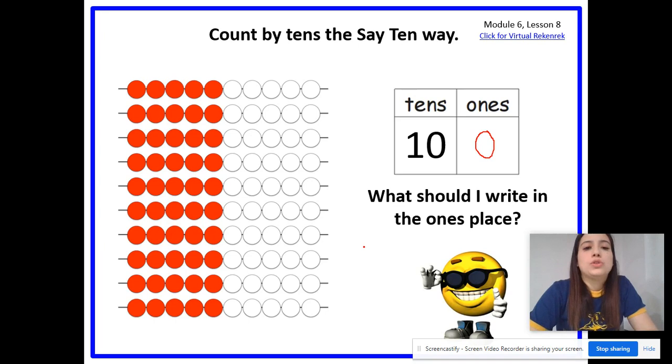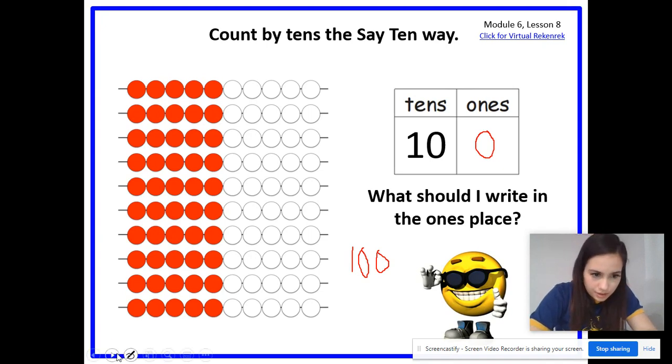So 10 tens is the same as what number, boys and girls? Get ready. Yes, 100. Because remember last time we said 10 tens, 0 ones is the same as the number 100. Just like that. Ready? We're going to continue. That was our first practice. Let me go ahead and erase this. Doesn't want to erase my one. Oh, there we go. And let's continue.